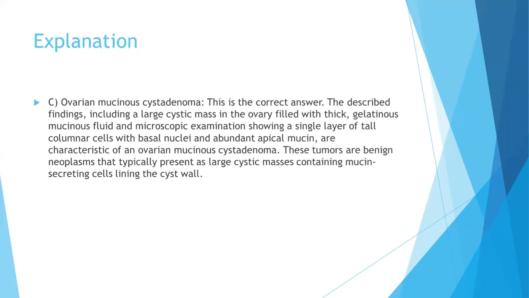So, ovarian mucinous cystadenoma. The described findings, including a large cystic mass in the ovary filled with thick gelatinous mucinous fluid, and microscopic examination showing a single layer of tall columnar cells with basal nuclei and abundant apical mucin, are characteristic of an ovarian mucinous cystadenoma. These tumors are benign neoplasms that typically present as large cystic masses, with mucin-secreting cells lining the cyst wall.